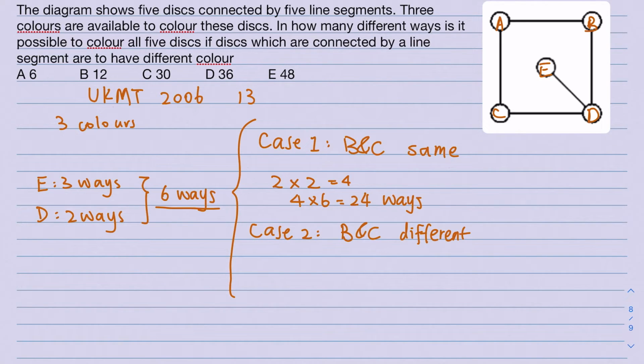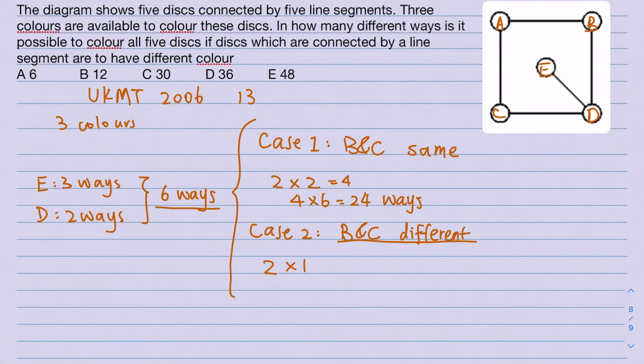Now, for the second case, where B and C have different colors. Now, if D's color is determined, we have 2 colors left to color B and C. Since B and C are equally important, you can choose to focus on B or choose to focus on C, whatever you want. But in this case, I'm going to focus on C. So let's say D's color is determined, right? So how many ways can we color C? 2 ways. How many ways can we color B? Since we want B and C to be different, we only have 1 more way to color B.